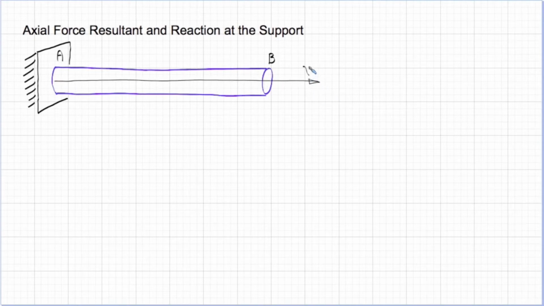Let's say that there is a concentrated load acting at the free end of the bar, that's section B, but let's say that there are also concentrated loads acting along the bar at internal sections. Let's say that there are loads acting at section C and section D.